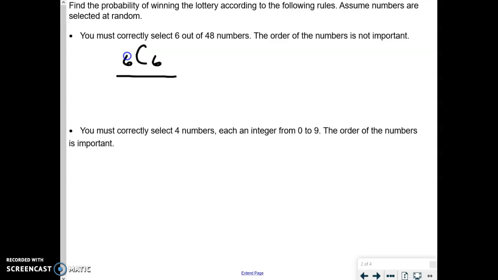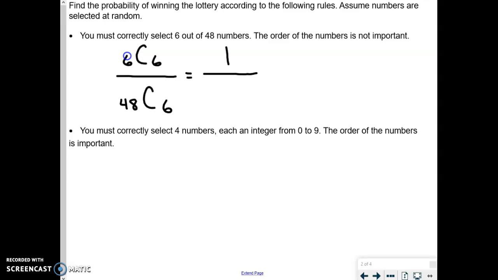The total number of outcomes is we're looking to choose 6 out of 48. The change comes because in the numerator, we're looking for all of the possibilities of choosing 6 numbers out of the 6 numbers that we have. On the bottom, we're looking at choosing 6 numbers out of the total of 48 that we have. So punching this into the calculator, the top, 6 combination 6, would be 1, which makes sense.